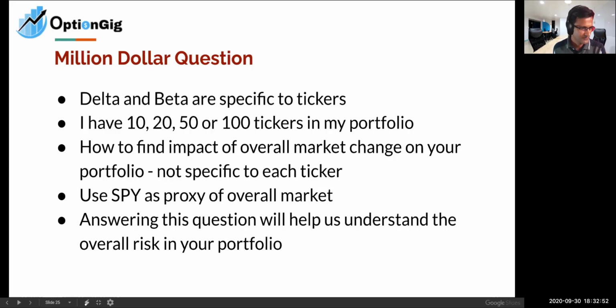Question from Mesh, can you show us an example? Yes, I will. So we will dig deeper into how to find this. I will use Think or Swim. On each iTrade, I use percentage of portfolio that gives me the investment percentage by stocks in that account.